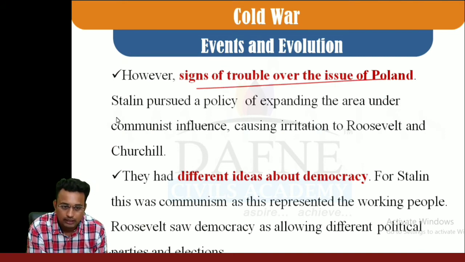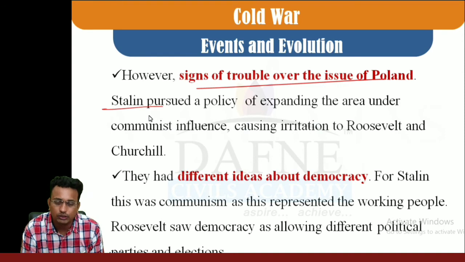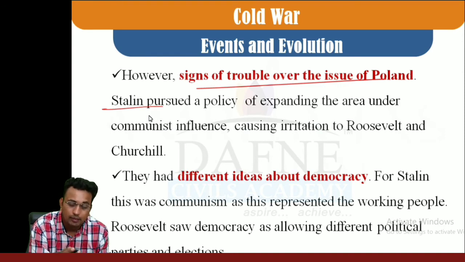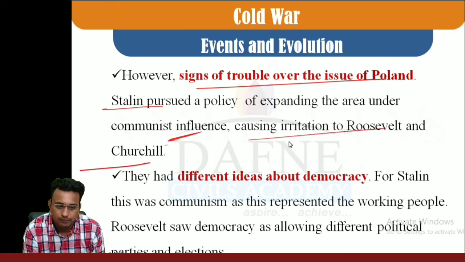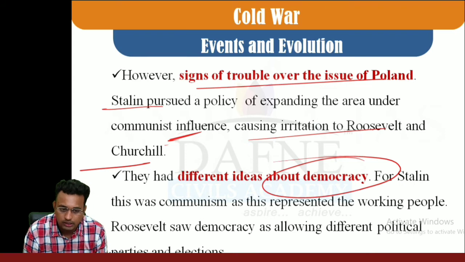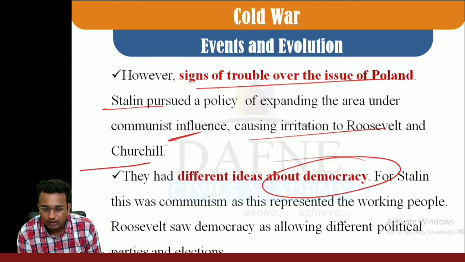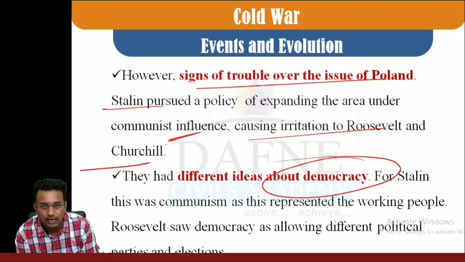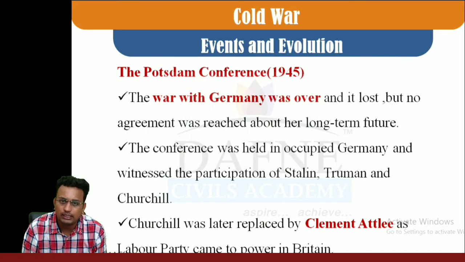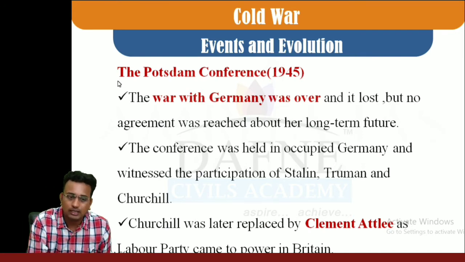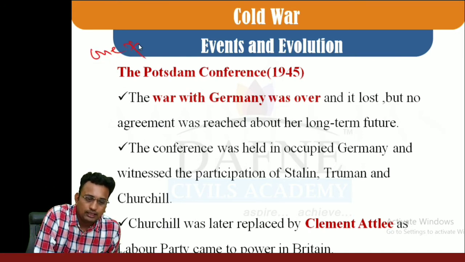Stalin continued with an aggressive policy of expanding and occupying territories for more communist influence. This caused major irritation for Roosevelt and Churchill. They had differences over democracy. For Stalin, it was to be communism and representation of the working class. That's what communism tells. But Roosevelt saw democracy in a very different way, giving importance to political parties. And communist states have a one-party system.